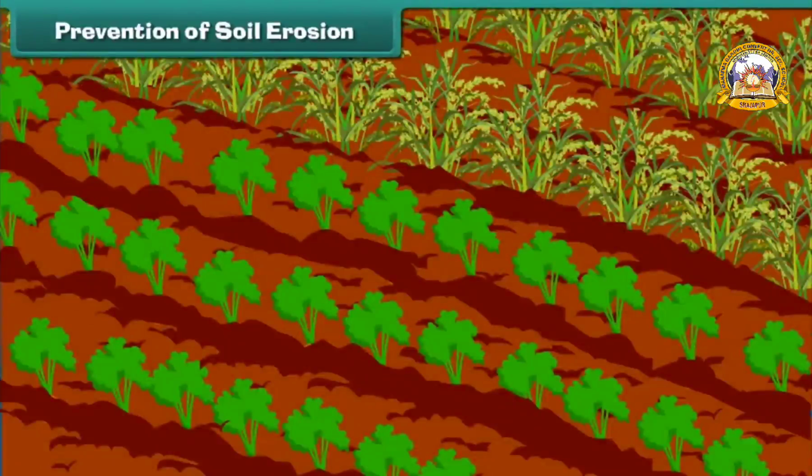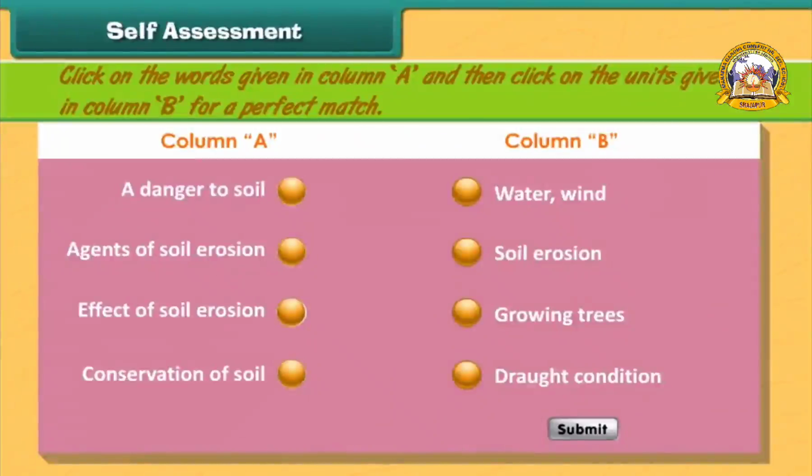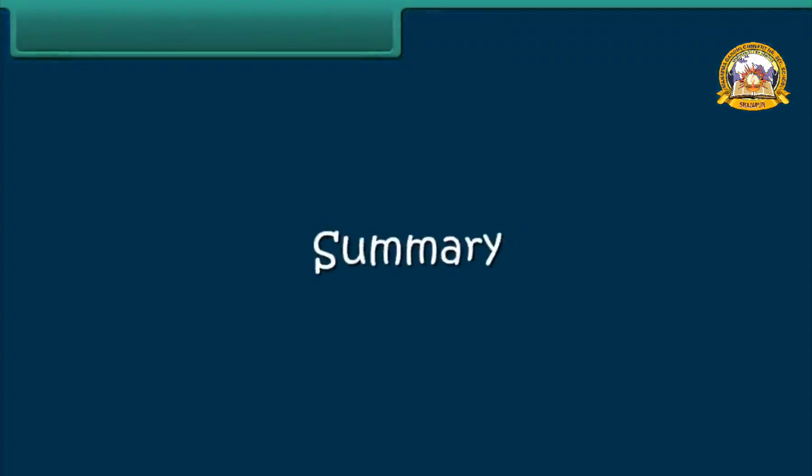Some modern techniques of farming need to be practiced. For example, different types of crops should be grown at different times on the same land. Different types of crops should be grown in alternate rows on the same land. These practices control the loss of soil and increase the fertility of soil. Remember, friends, soil is a precious natural resource, and it is our duty to conserve it for keeping the environment healthy. Click on the words given in column A and then click on the units given in column B for a perfect match.